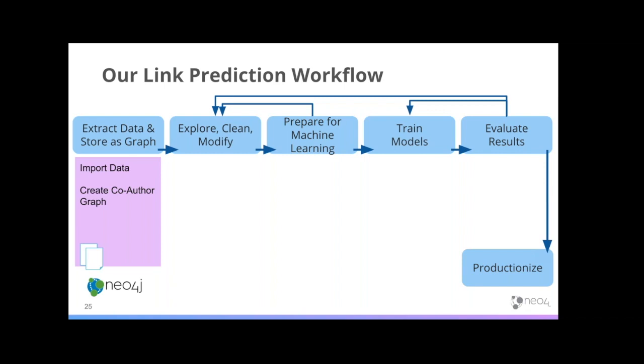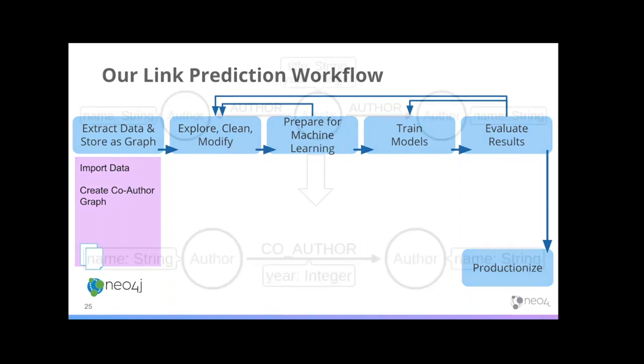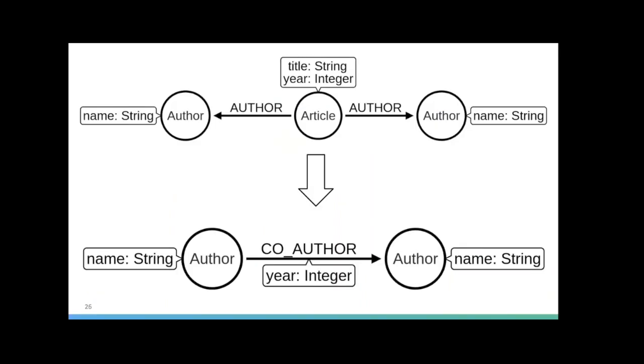So first up, we just import the data and create our co-author graph. Now we had to define a graph data model for this. So we needed to figure out what we wanted the data to look like inside the graph. The data that was coming in was more in the format that's there on the top. So we have a particular article with a title and a year that it was published. And then we have one or more authors, of course, that wrote that article and contributed to that. And of course, you have author names.